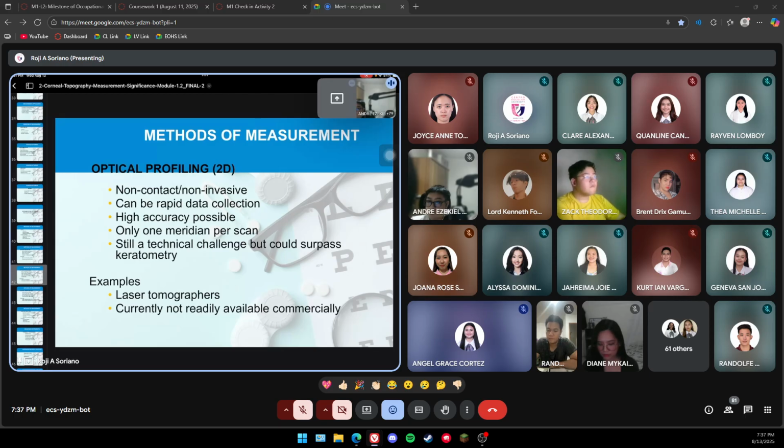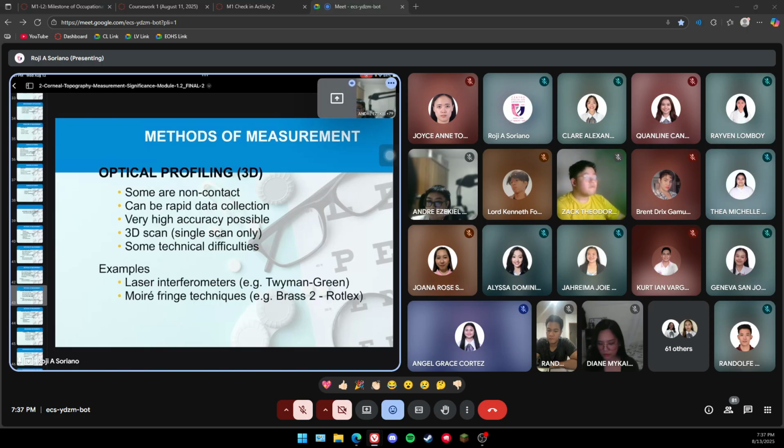Okay, so can you get your scooter? Next we have optical profiling 3D.